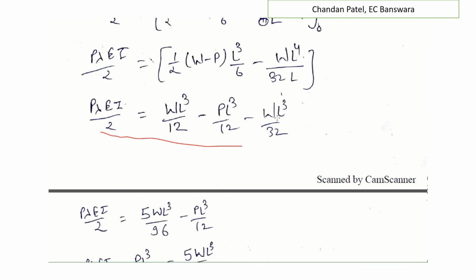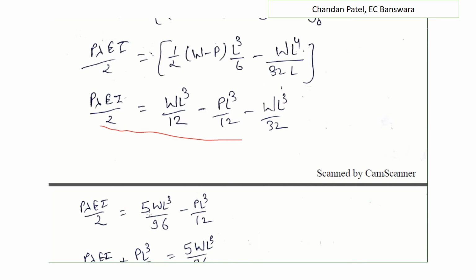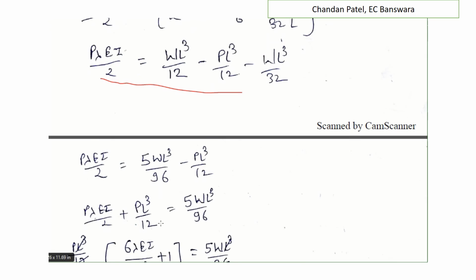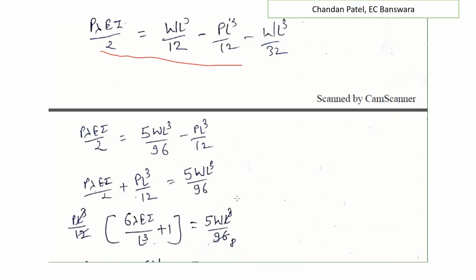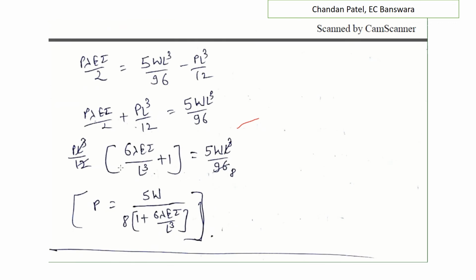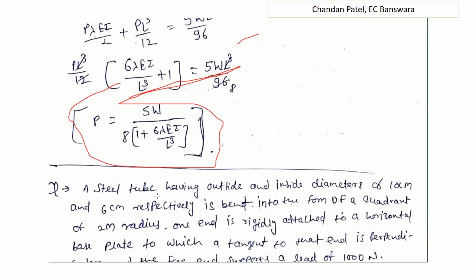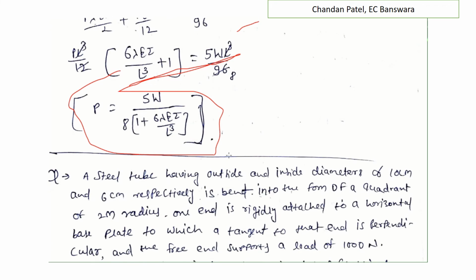Now simplify this equation, and we will get, yes, simplify the equation. Now WL cube and WL cube by 32, now we get 5 WL cube by 96 minus PL cube by 12, then the equation goes like this. Now it is proved. There is a simplification of equations. Now we get P equals to 5W by 8 into 1 plus 6 lambda EI by L cube. Okay. Now the another question is there.